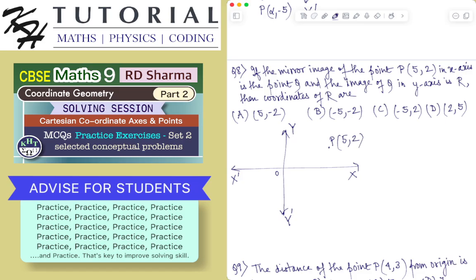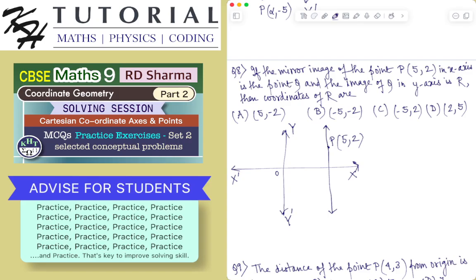Now, what will be the mirror image of the point P in the x-axis? That is, how do we find the mirror image of the point graphically, geometrically? You will draw a line perpendicular to the x-axis that will pass through the point P. Let's say this is the line, a line perpendicular to the x-axis passing through the point P.